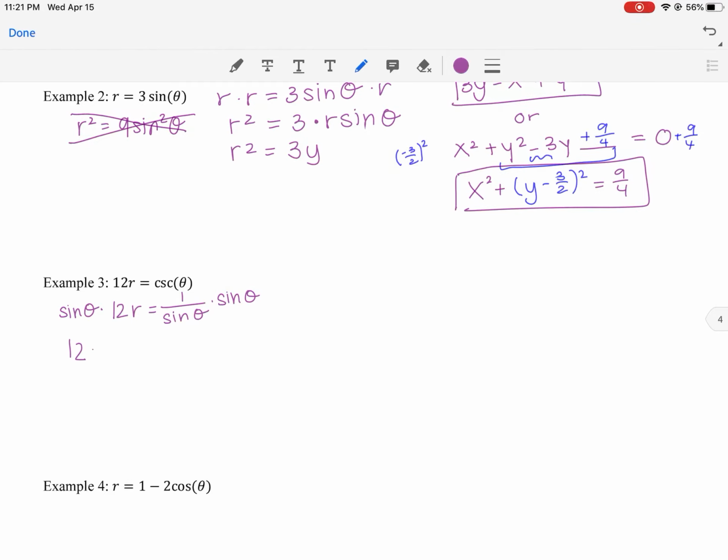I'm going to move the 12 out front, but then I have r sine theta, multiplying those together equals 1. This should indicate something to you. As soon as I see r and sine or r and cosine being multiplied, they should be like, hey, x or y. In this case, that's y. So you're having 12 times y equals 1. Divide both sides by 12, and we end up with y equals 1/12.